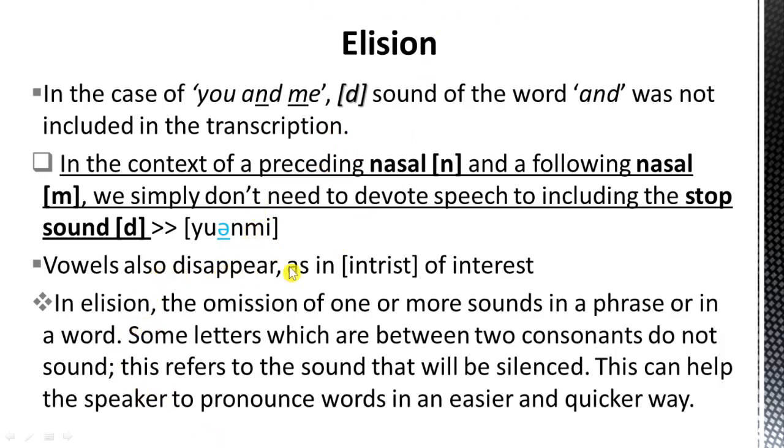The t also disappears in a word like "interesting." When you see the spelling, it looks like it should be pronounced with the t, but actually, through the process of elision, we pronounce it without. In elision, one or more sounds in a phrase or a word are omitted; some letters between two consonants do not sound. This refers to the sound that will be silent, and it helps the speaker pronounce words in an easier and quicker way.